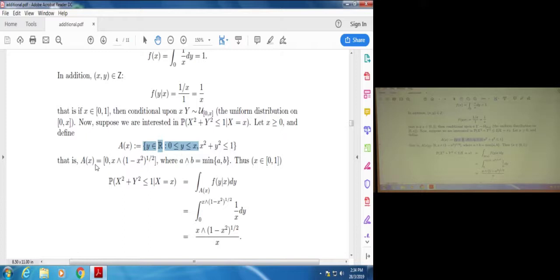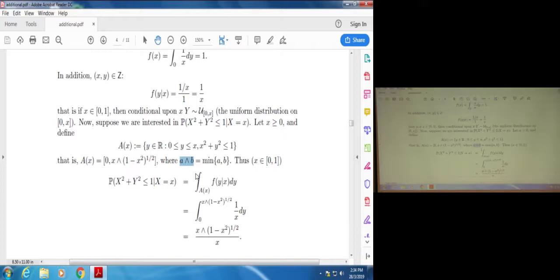So that is to say, A(x) is the interval between 0 and the minimum of x and (1 minus x squared) to the power 1/2. Okay, this is what it is. This sign a wedge b means the minimum of a and b.